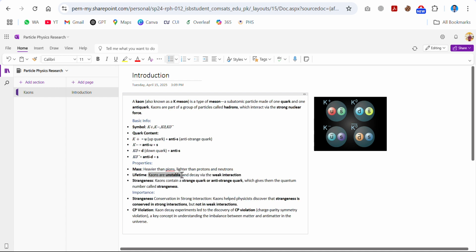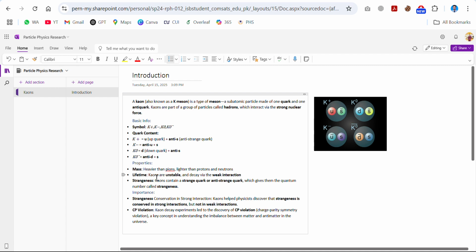Kaons are basically unstable. They decay by the weak interaction. They are not stable. The time limit of their decay is basically the lifetime.